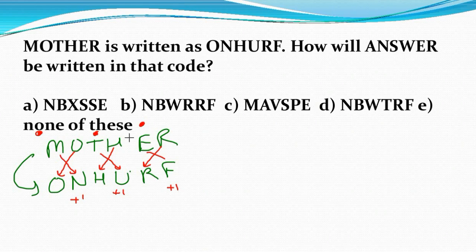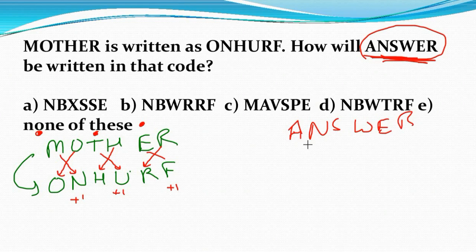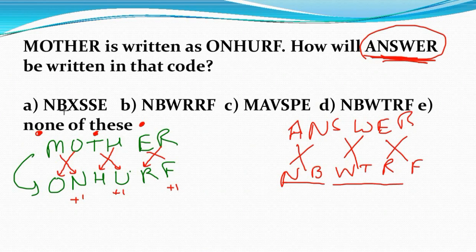letter will be the addition of plus 1, and the even places of letter will remain the same in the interchange pattern. We have to find the code for the answer. So, here is the W, and here is the R, and the A plus 1 means B, and the S plus 1 is T, and the E plus 1 is F. It means NBWT and RF.